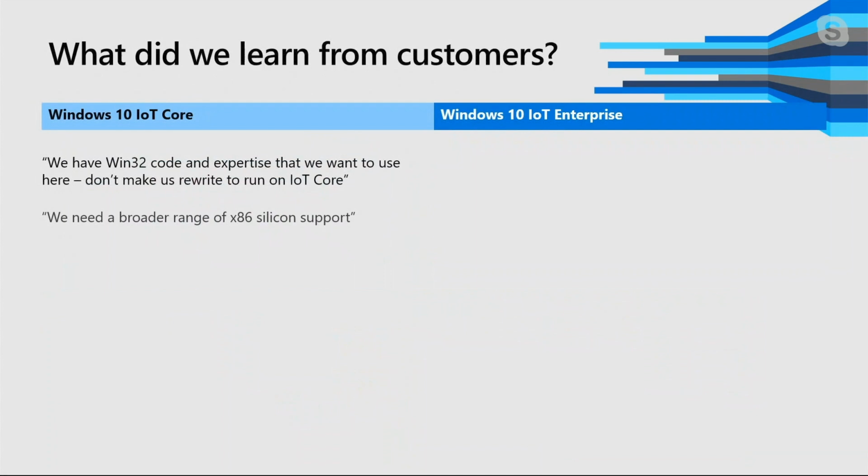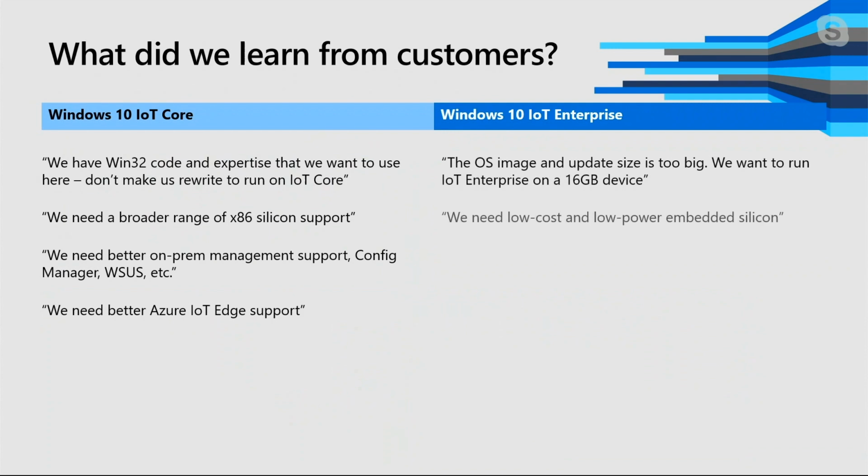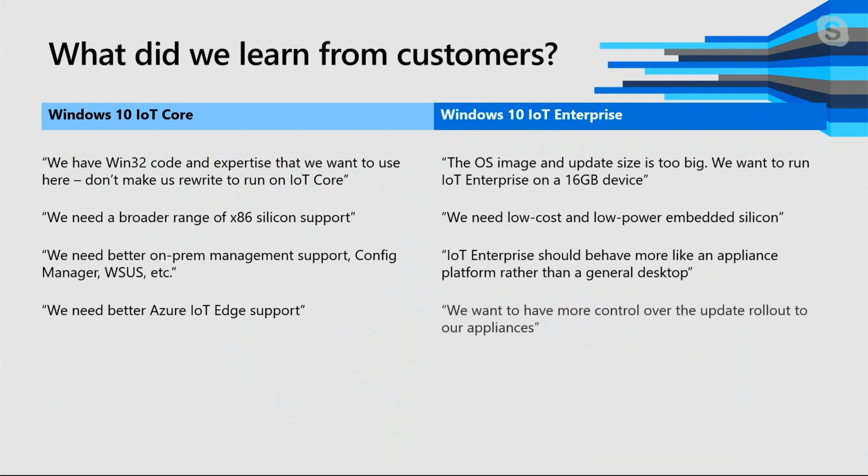Now, moving on to the next slide, we're constantly talking with customers to see how we can improve Windows IoT, both Windows IoT Core and Windows IoT Enterprise. And some of the things that we've heard in talking to customers is, well, I want to make sure that I can run all of my code on something like IoT Core, or I want to have more broad support on my silicon, or even more than that, how can I support Azure IoT Edge?